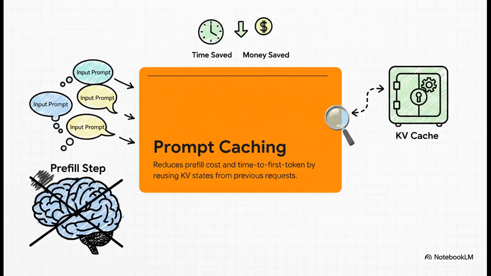The other huge trick up their sleeves is something called prompt caching. Remember that pre-fill step we talked about where the model processes your input? Well, prompt caching just stores the result, that KV cache, for common prompts. So if you send the same opening prompt again, the system can skip that whole expensive pre-fill step. It's a shortcut that saves both time and money.